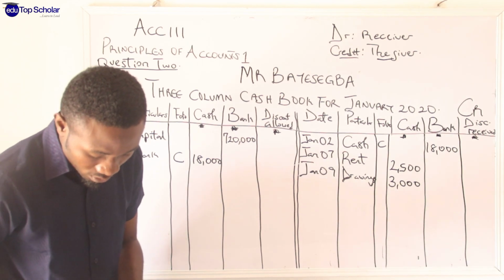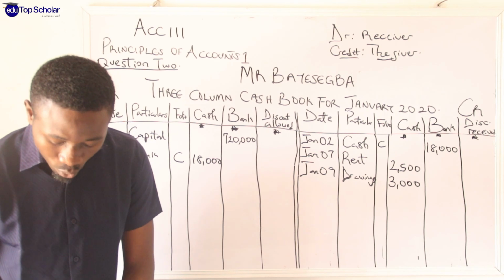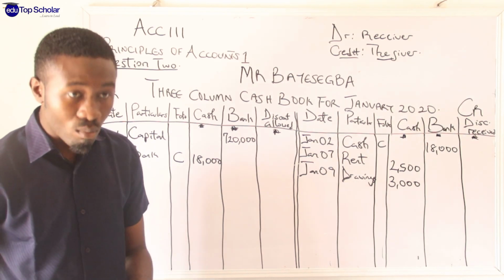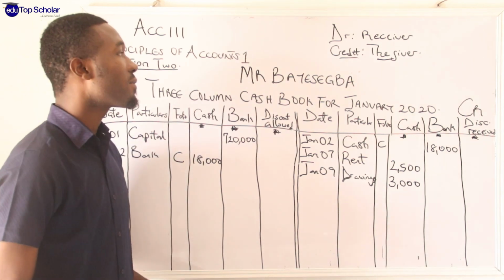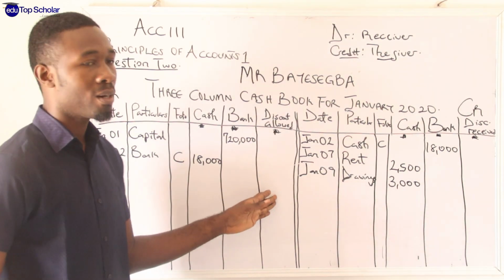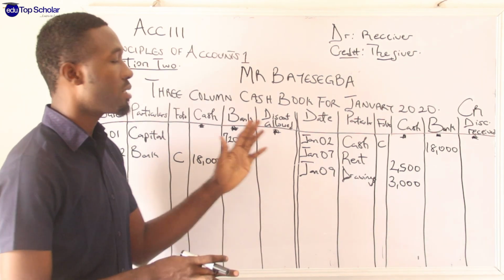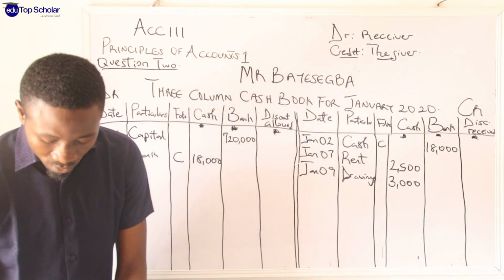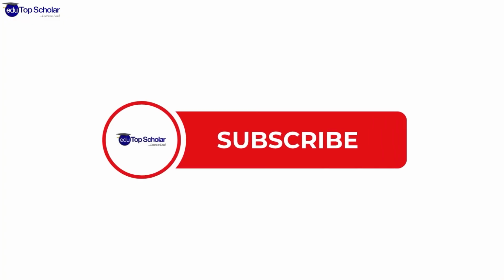3,000 naira. So we move to the next one. January 10, he bought goods from Bamigbo on credit. Like I said, whenever we have anything on credit, it will not come to this account because this account primarily deals with cash transactions. So January 10, goods bought from Bamigbo on credit for 100,000 naira will not be recorded in this account.